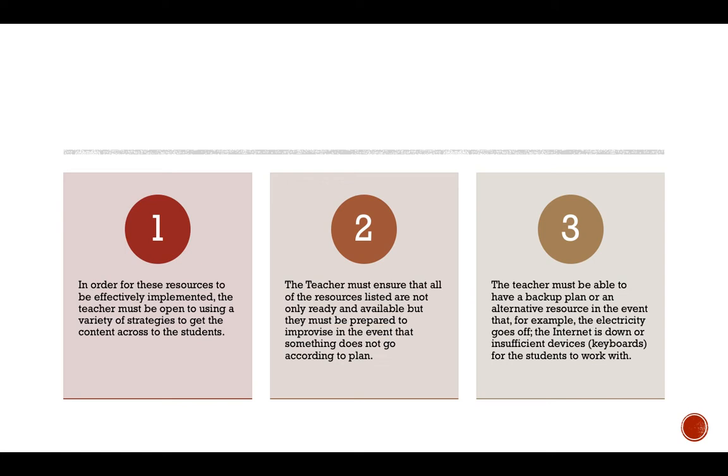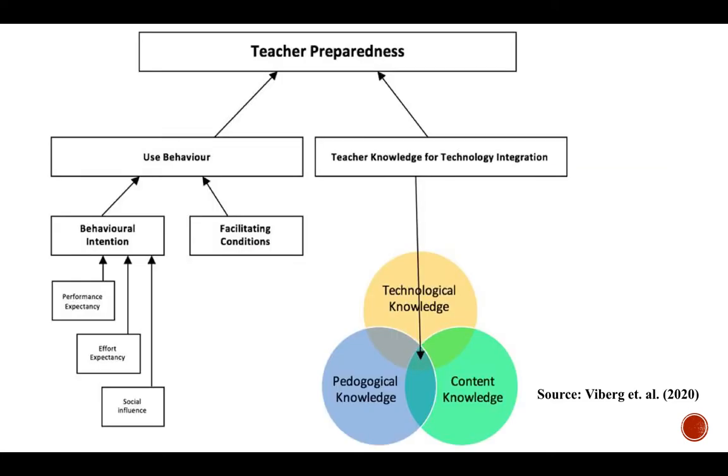The teacher must be able to have a backup plan or an alternative resource in the event that, for example, the electricity goes off, the internet is down, or there are insufficient devices for the students to work with. Here is a diagram of teacher preparedness.